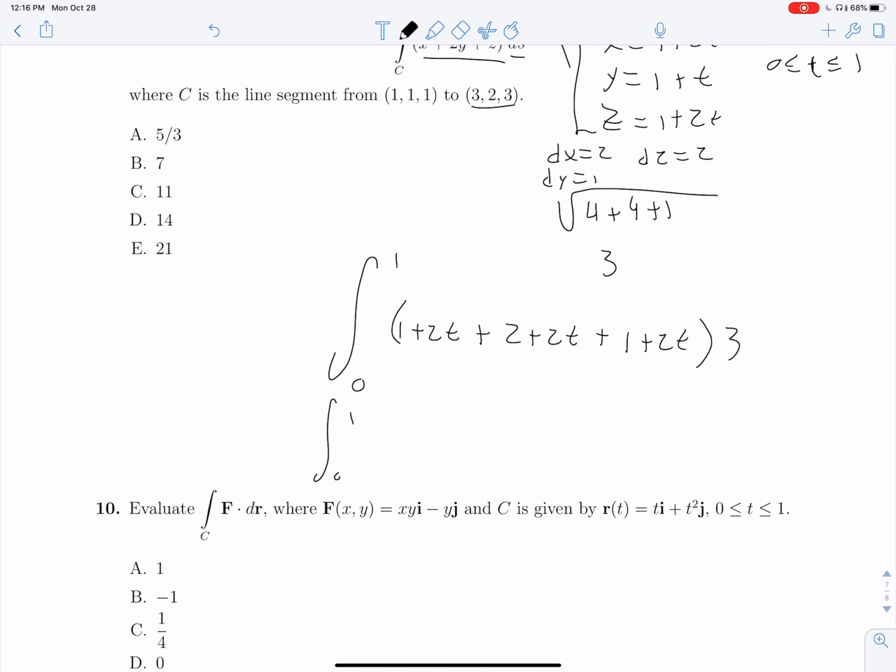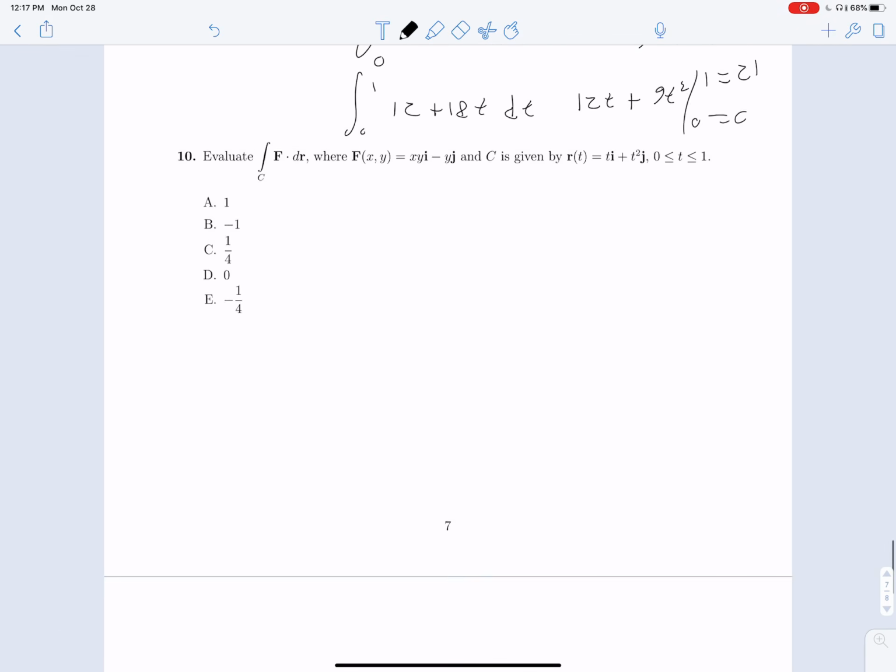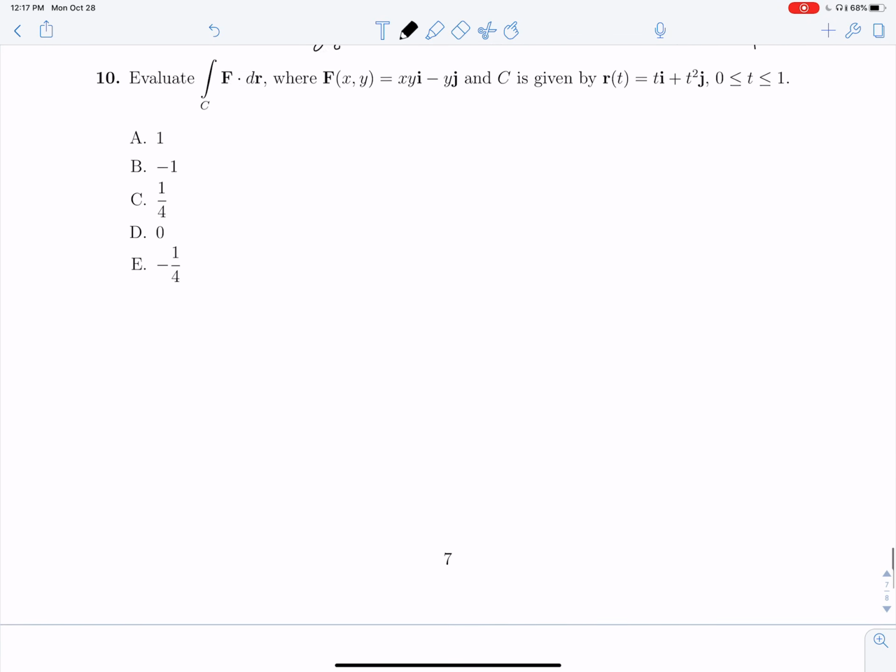Now cleaning this up a little bit, we're going to get 1, 2, 3, 4 times 3 is 12, plus 1, 2, 3, 4, 5, 6 times 3 is 18t, dt. So integrating, we're going to get 12t plus 9t squared evaluated from 0 to 1, and this is 21. And we're done.